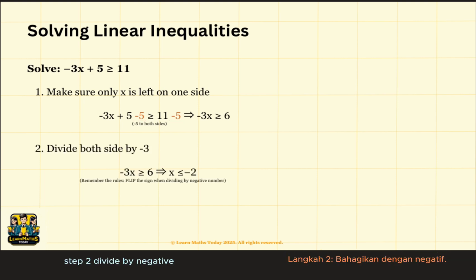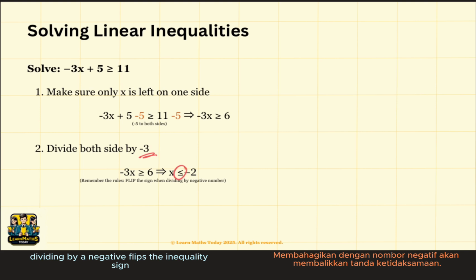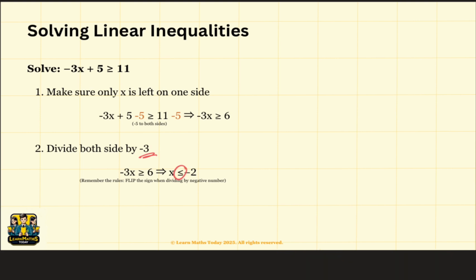Step 2. Divide by negative. Now divide both sides by -3. Remember, dividing by a negative flips the inequality sign.